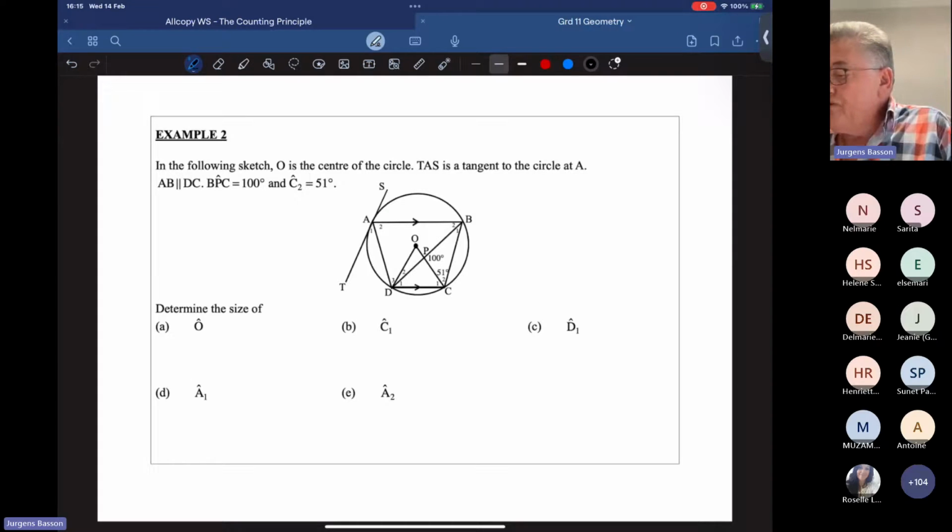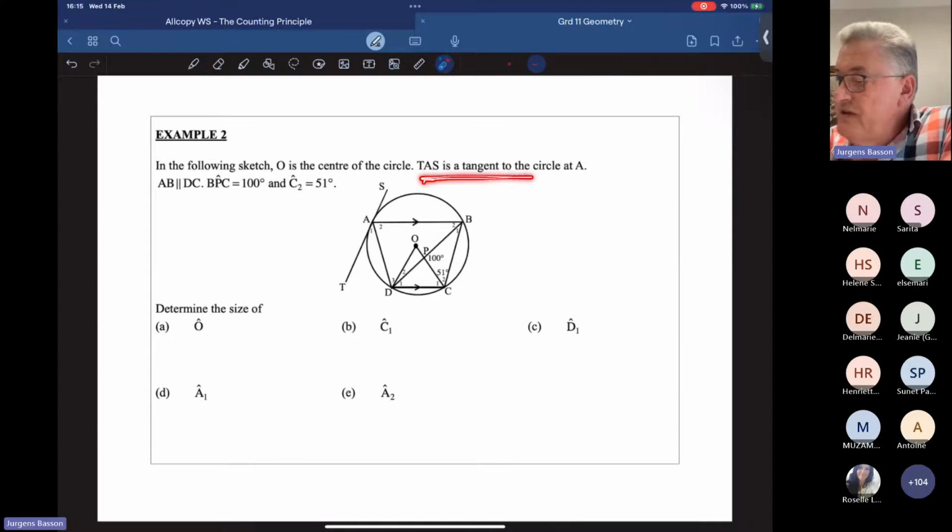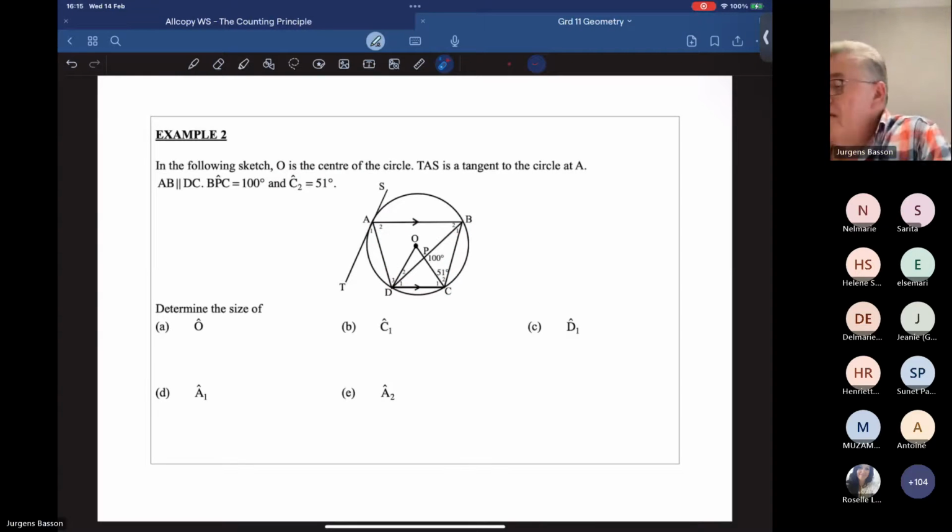This one we have 5 questions, so let's first see what we have. We've got a tangent. TAS is the tangent, so we must keep that in mind. We've got a center, and very clear, we have a cyclic quad. So all 3 groups are in here. It doesn't mean all 9 theorems, but at least all 3 groups are here. So let's see where we can start.